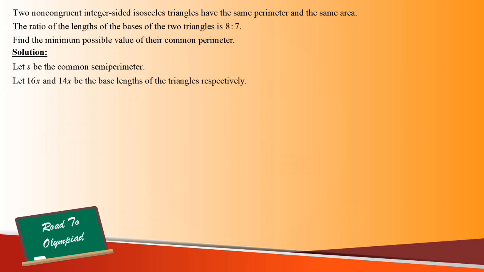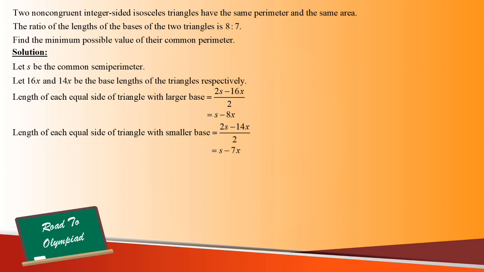With the base lengths, we can calculate the length of each equal side of the triangle with the larger base to be (2s minus 16x) over 2. This is simply equal to s minus 8x. Similarly, we can find that the length of each equal side of the triangle with the smaller base is equal to s minus 7x.